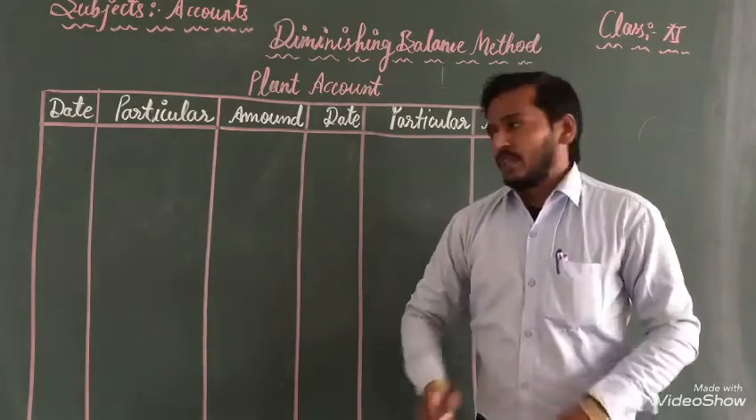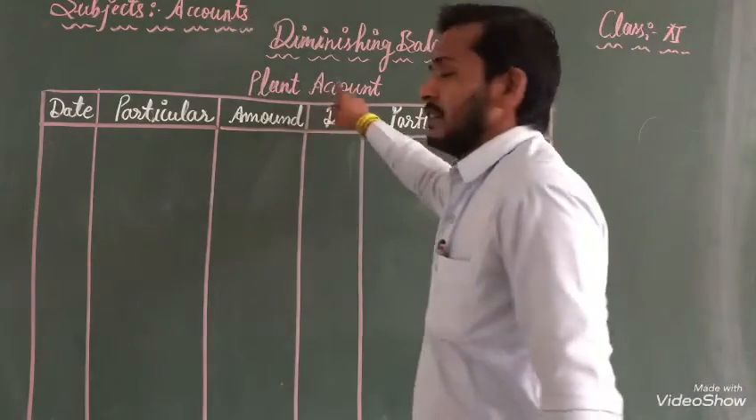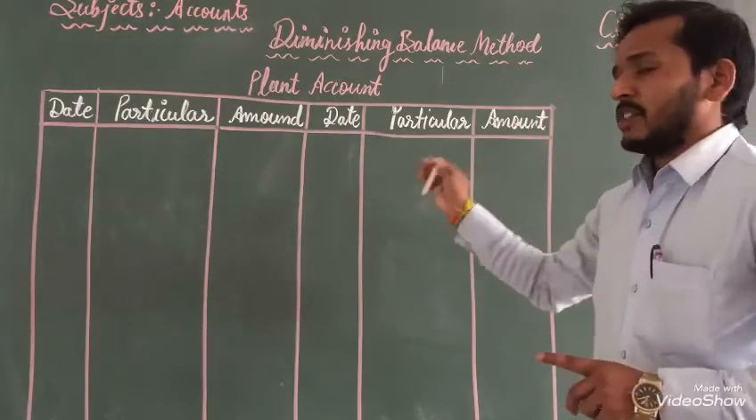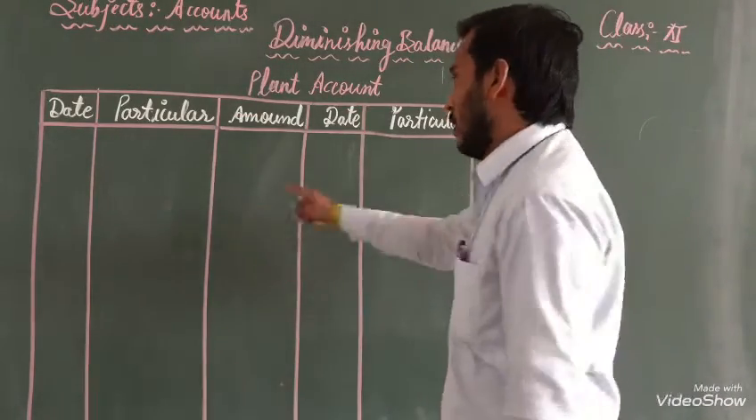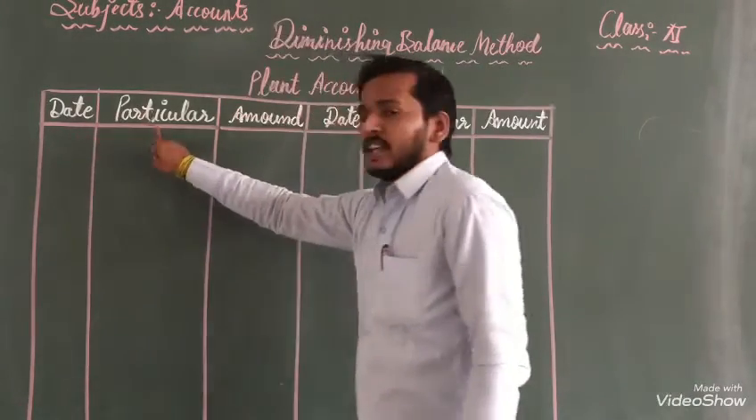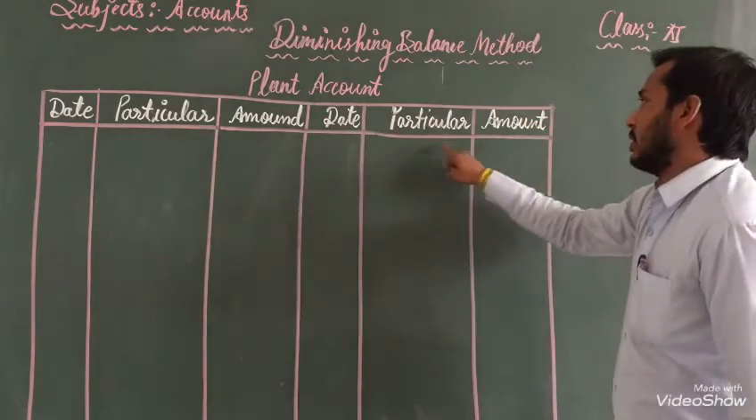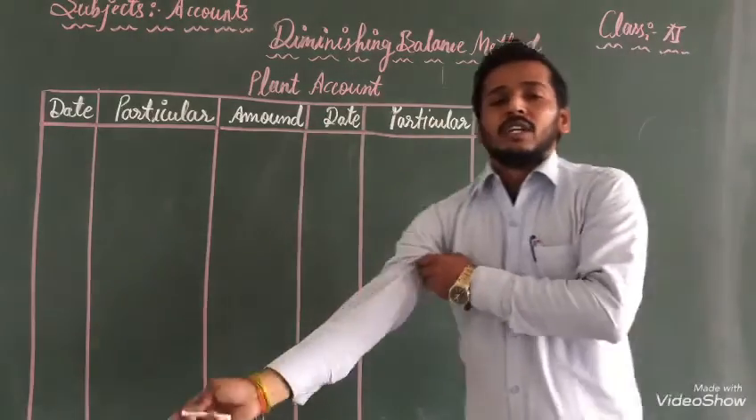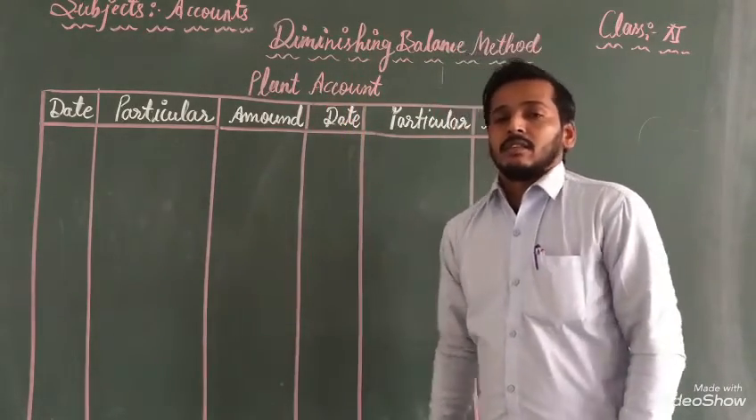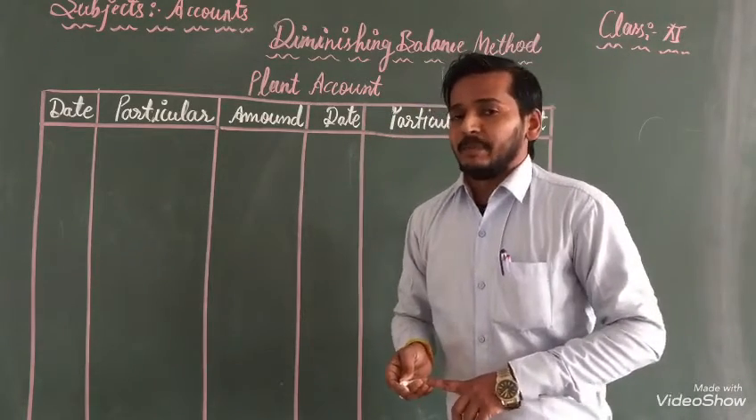In front of you, dear students, I have made the structure of the plant account, otherwise we can say the machinery account. Plant and machinery account we can make with the help of this structure. On each side there are date, particulars and amount. According to that, we have to calculate the diminishing balance method. I had explained the diminishing balance method well.